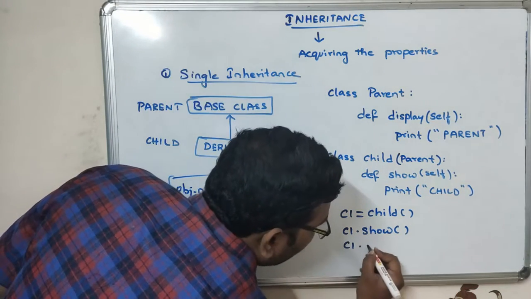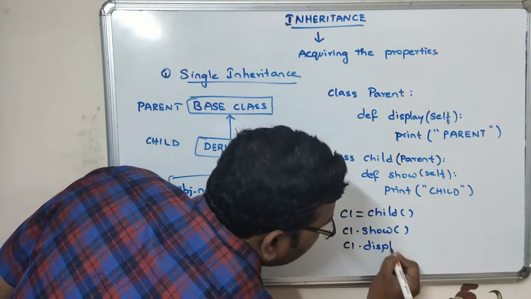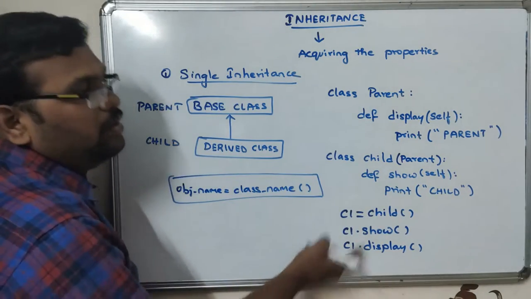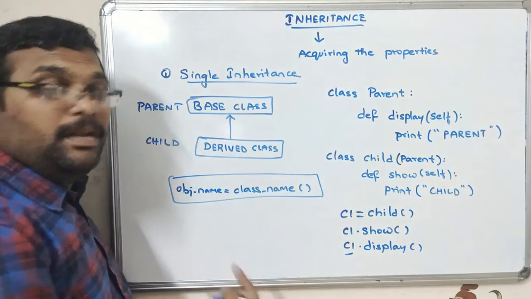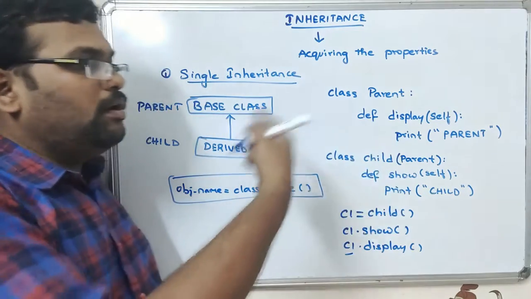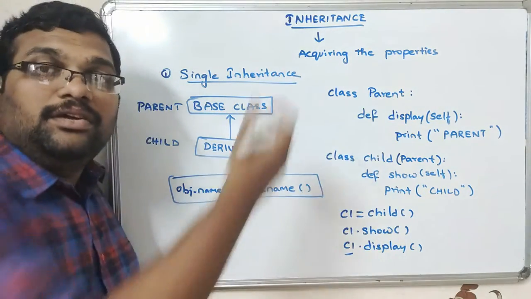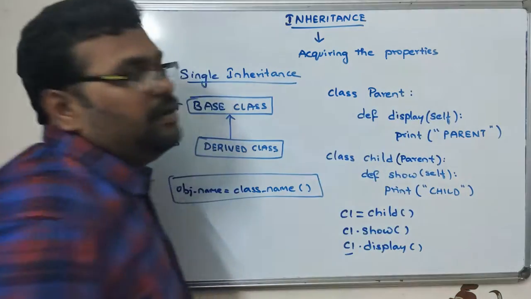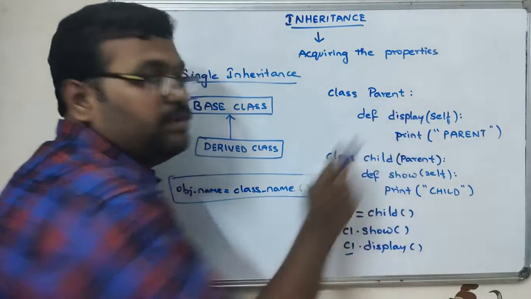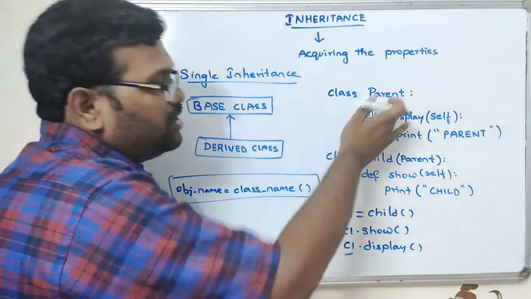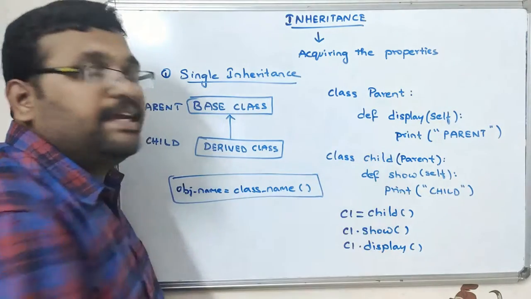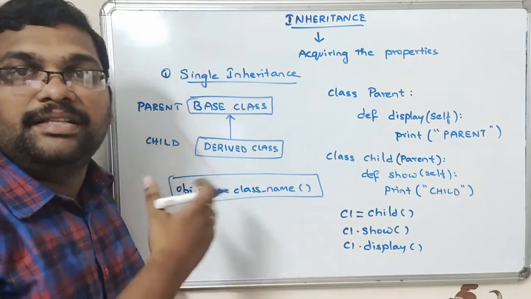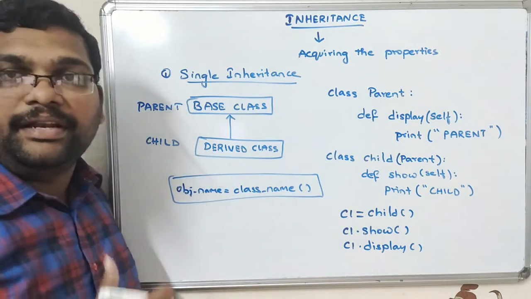Similarly, with the same object, we can also access the method of a parent. So this will also access the display. Similarly, if you want to use the variables, those variables can also be used. We can initialize the variables, and we can use that variable by using the object of child. I will show you this in the system, implementing this single inheritance and multi-level inheritance.